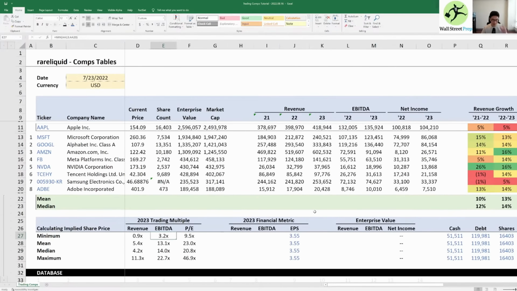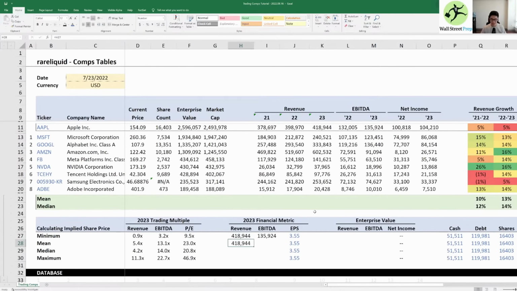All right, so now we have the multiples here, and what we're going to need next is our financial metrics. And so what we're going to do is press equals and just link to our financial metric here for Apple. And then for EBITDA, do the same thing. For EPS, I just pulled a rough ballpark of what Apple's EPS is, and we're going to need to use this for our calculation for our PE multiple.